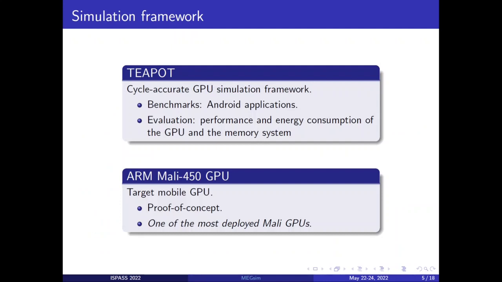To evaluate our proposal, we made use of TPOT, which is a toolset developed by the ARCO group from the UPC. TPOT allows running Android applications and evaluating the performance and energy consumption of the GPU and the memory system. Regarding the target mobile GPU, we have chosen this one just as a proof of concept to evaluate MEGSim, since although it is a bit old, it is one of the most deployed Mali GPUs and still represents a good fraction of the mobile GPU market.